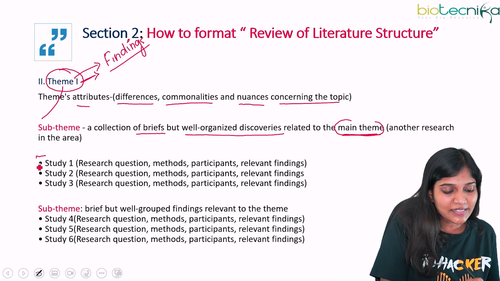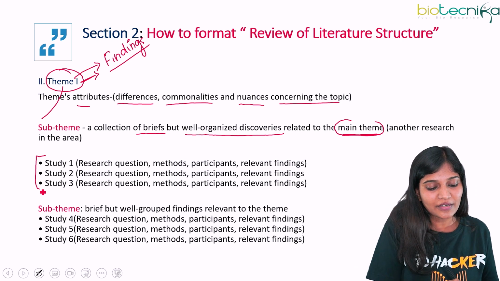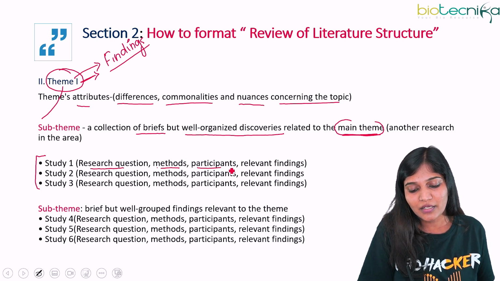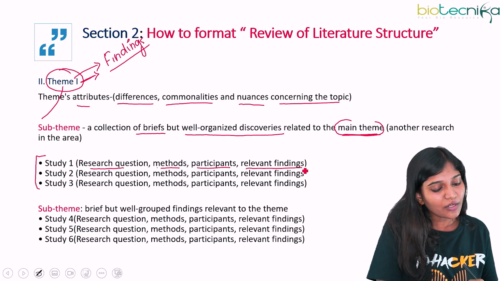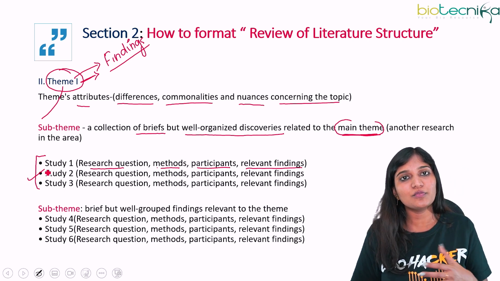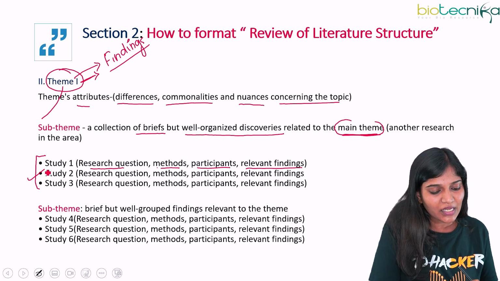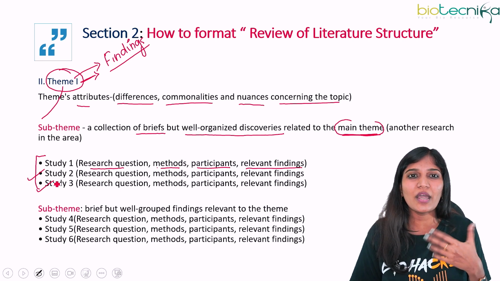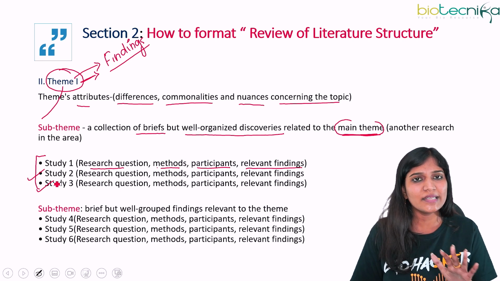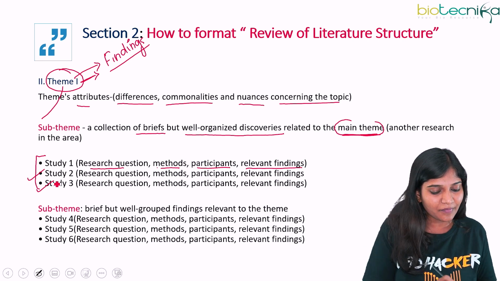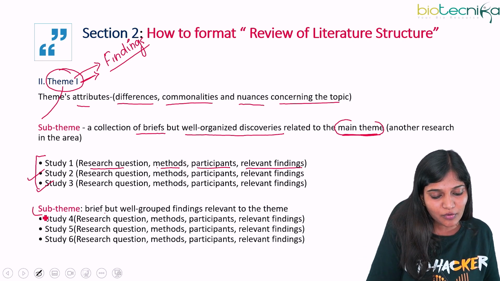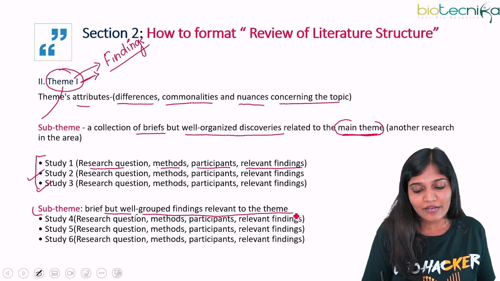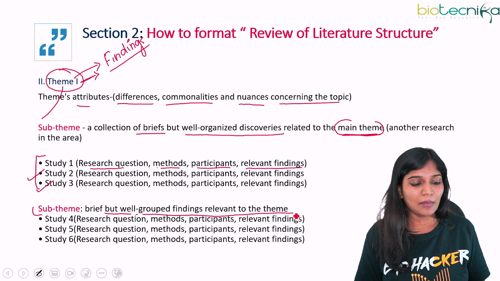So you can write study 1 about a paper. You can write the research question, methods, participants, and relevant findings. You can talk about the second, some of the studies which are correlated. You can put the same thing, study 3. And always remember, if the procedures are the same, you don't have to put all those things here. Just leave it as if it was mentioned previously. And in the second section, you can also briefly describe well-grouped findings relevant to sub-theme number 1.